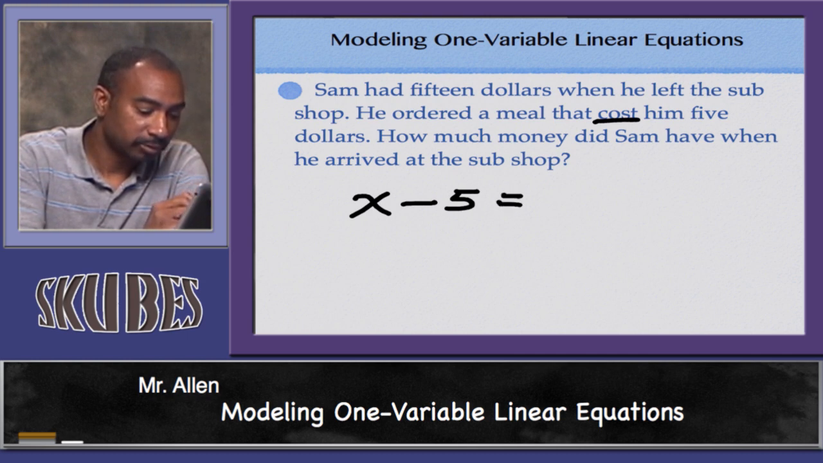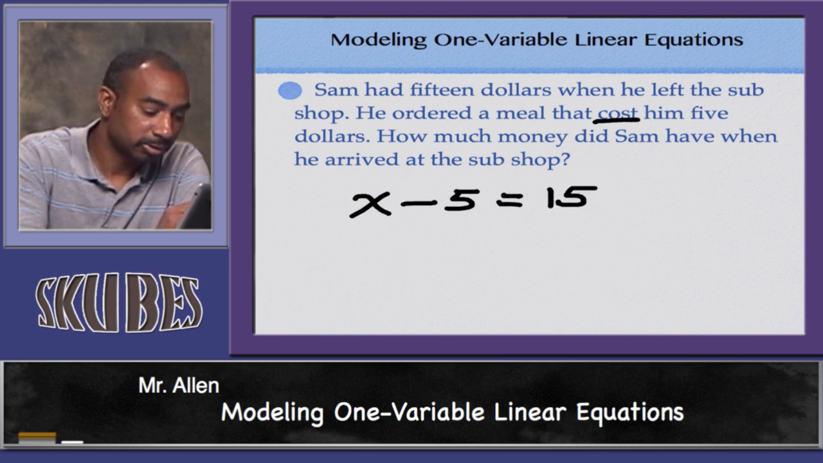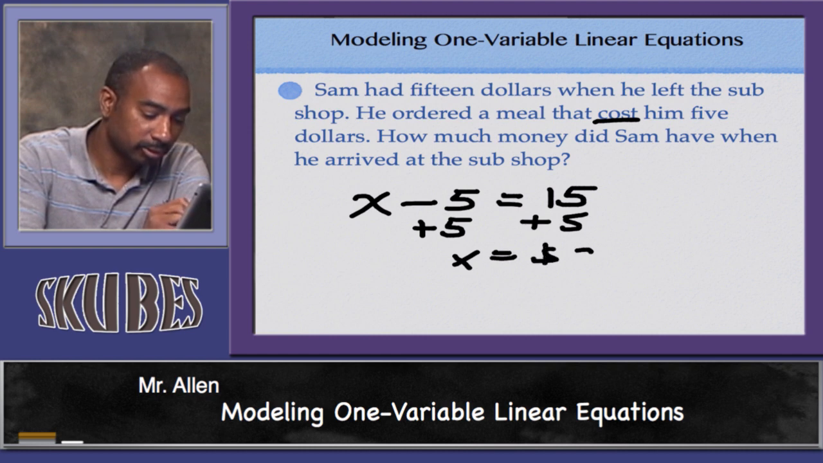But we know that he had $15 when he left the sub shop. So you want to know what he had originally. You're going to solve this equation. It tells us to add 5 to both sides. So the amount that he originally had was $20.